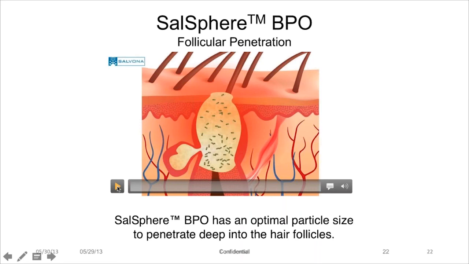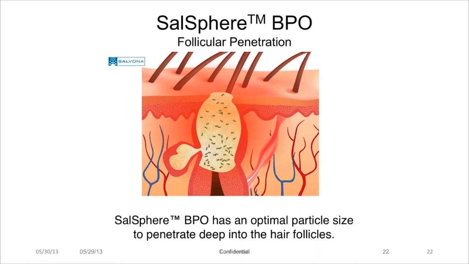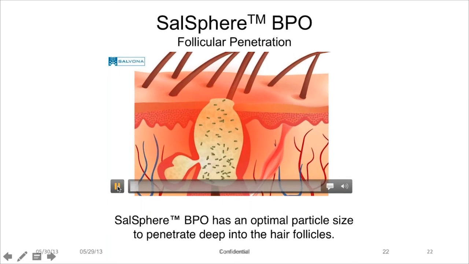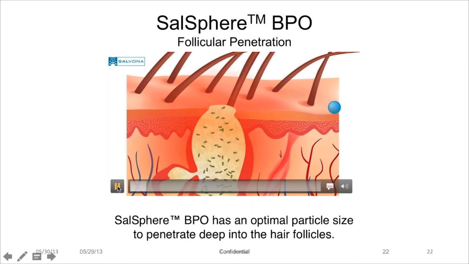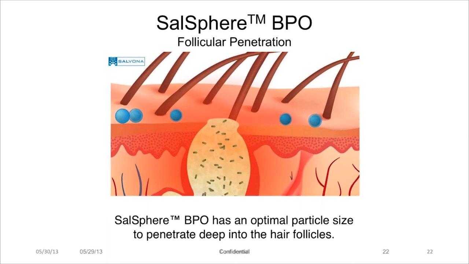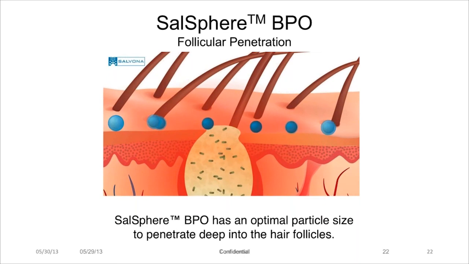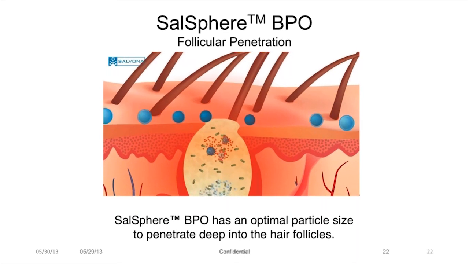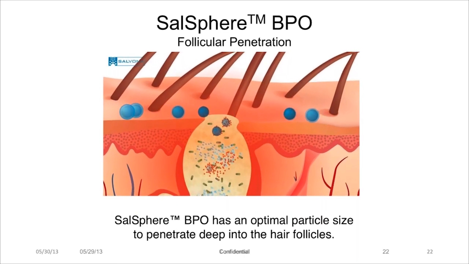What you see here in this cross section is the formation of the pimple and the bacteria growth inside the pimple. SalSphere BPO, when applied on the skin, has high affinity to the fatty areas, the same way as salicylic acid. It dissolves into the fatty acid and it's able to penetrate. The particles are small enough to penetrate and bring the BPO deep inside the follicle. And this is the major differentiation between SalSphere BPO and any other form of BPO, including the free form.